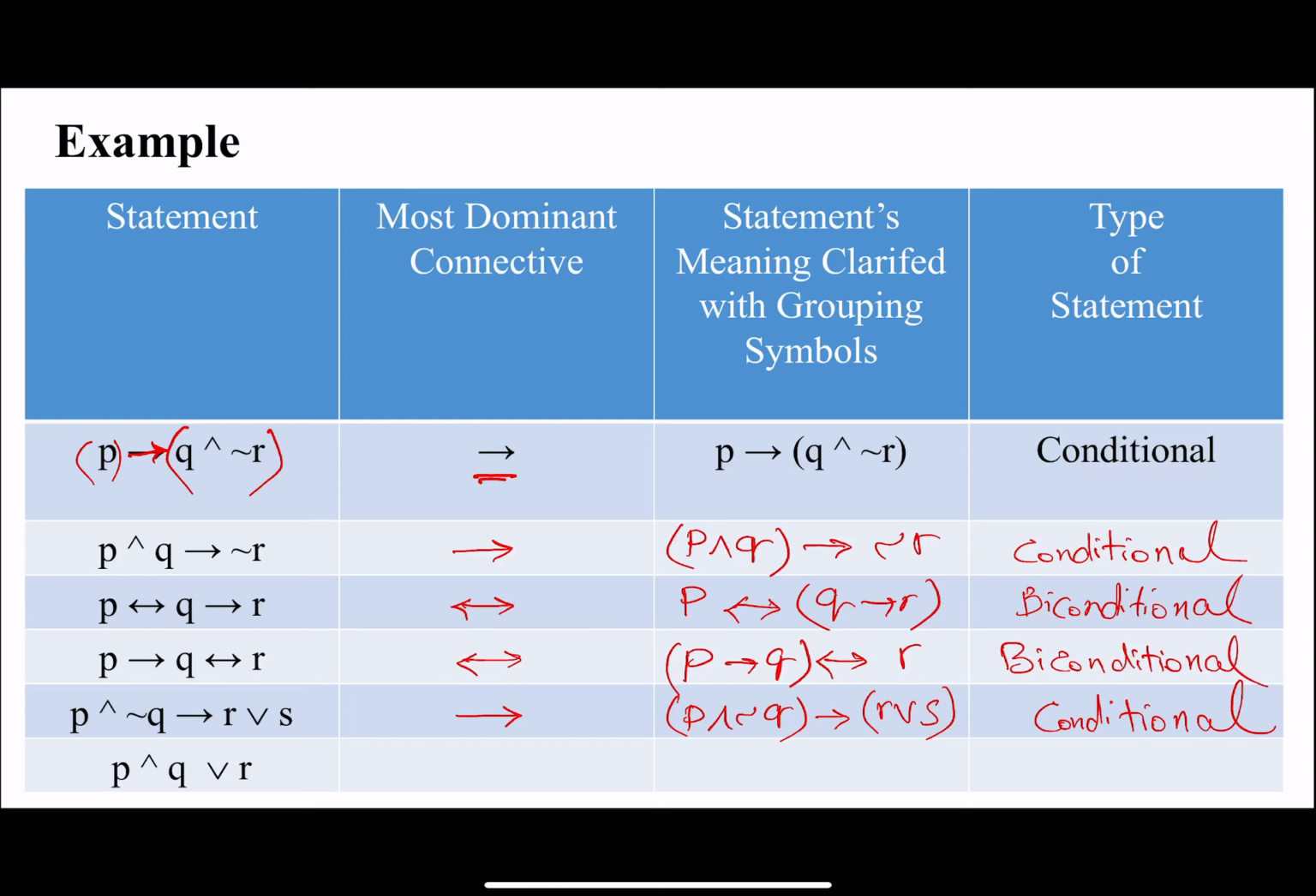So look at the last one. We have 2 connectives, and, right? Or, here we go. Guys, we know that they have the same level. So which one is the most dominant? We don't know. They have the same level. Well, we cannot group that. We cannot group any statements, right? Because they have the same level.